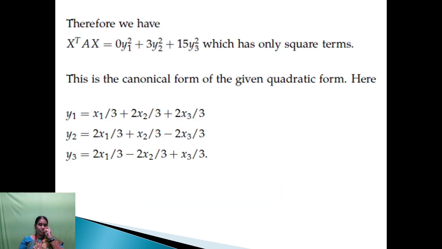Therefore, X transpose AX has only square terms. This is the canonical form of the given quadratic form, where y1 takes the value x1 by 3 plus 2x2 by 3 and 2x3 by 3, and y2 takes the value 2x1 by 3, x2 by 3 minus 2x3 by 3. Similarly, y3 takes the value of this thing. In this way, we have converted the given quadratic form into the canonical form. This is one example with distinct eigenvalues.